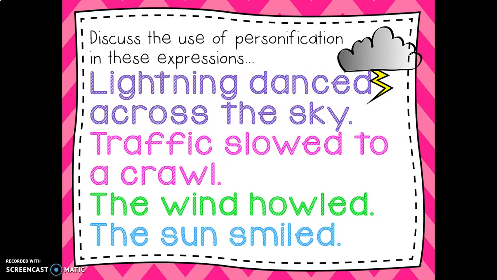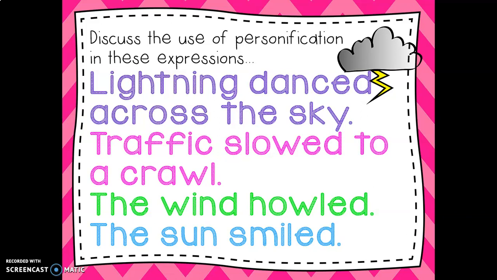So here are some examples of personification. Lightning danced across the sky. Well, dancing is something that humans do. It's a human characteristic. So if we're saying lightning danced across the sky, it's a more exciting way to say that lightning was moving across the sky.